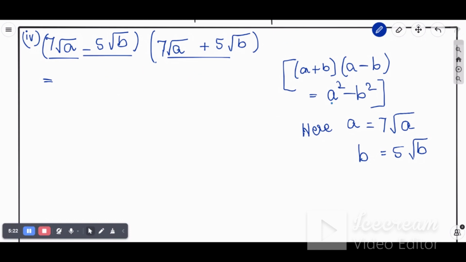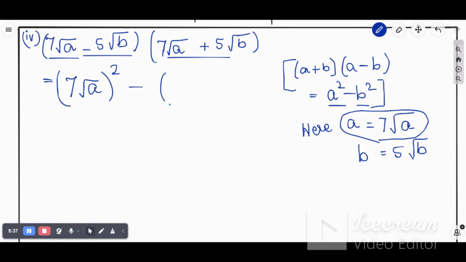So then what you have to do? You have to put your a square and b square. What is your a? Your a is nothing but your 7 root a. So you have to directly put it as 7 root a, the whole square. You have to put the square for the entire stuff, minus b square.